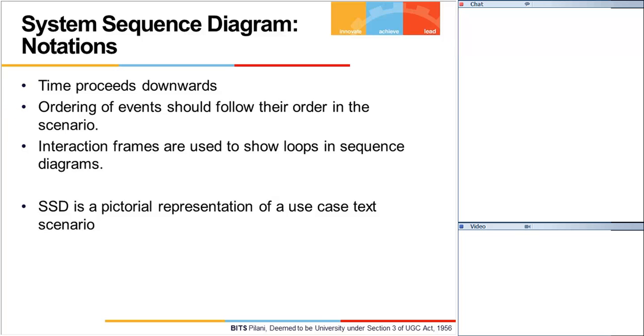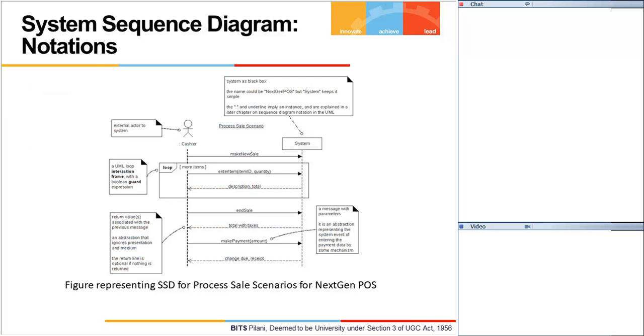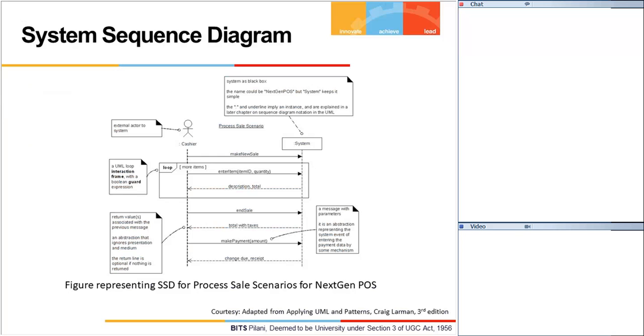Okay. Next, something called interaction frames are used to show loops in a sequence diagram, right? We will understand what is a loop. Let me just go back to the previous slide and zoom it a little. So in this case, here is one loop, right?